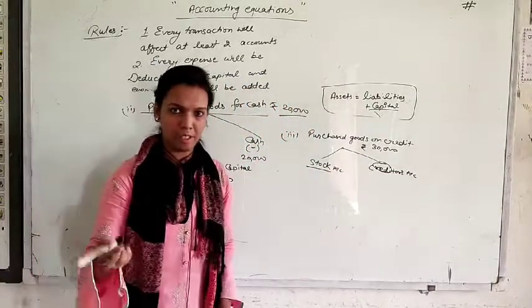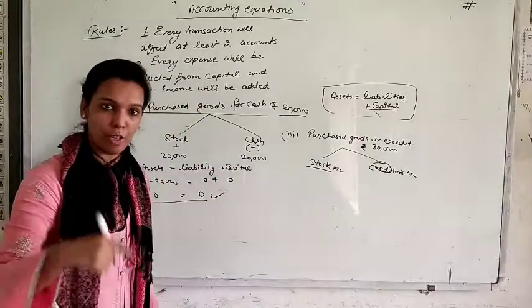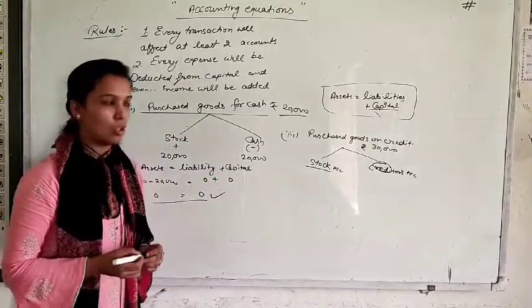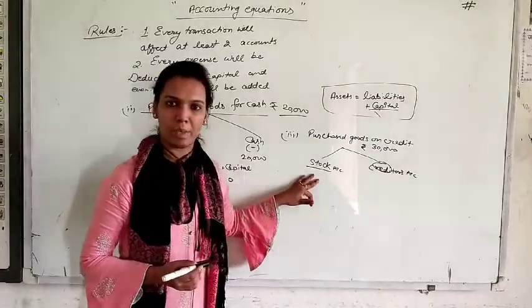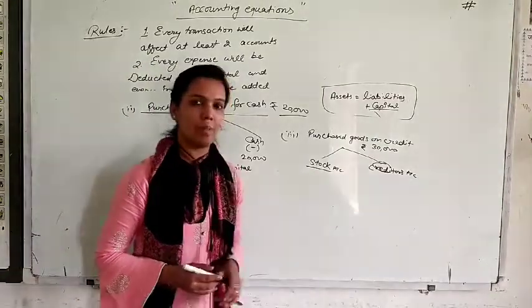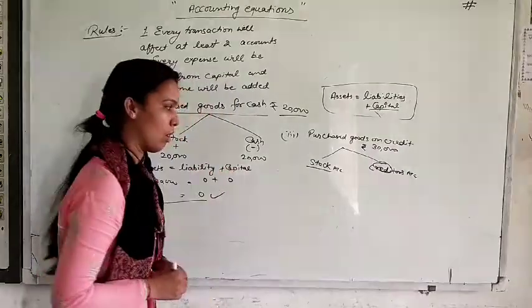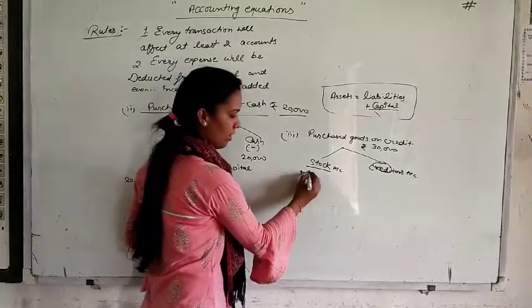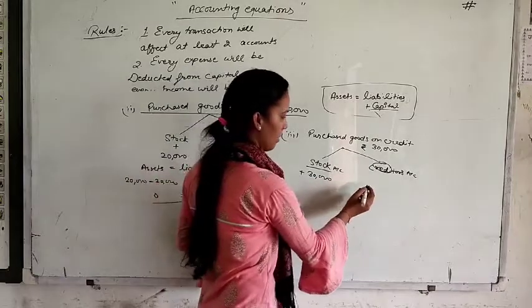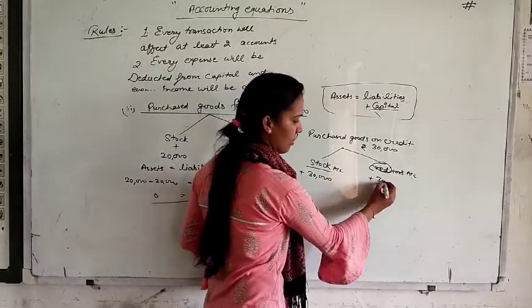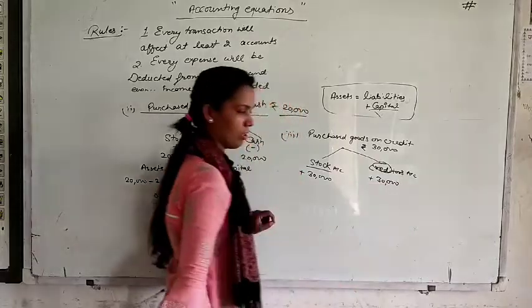Creditors are the suppliers from which we are purchasing goods on credit. So the first account affected will be the stock account, and the second account affected will be the creditors' account. So your stock will increase by 30,000 and creditors will also increase by 30,000.